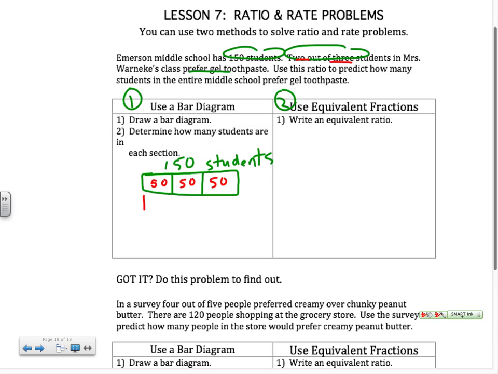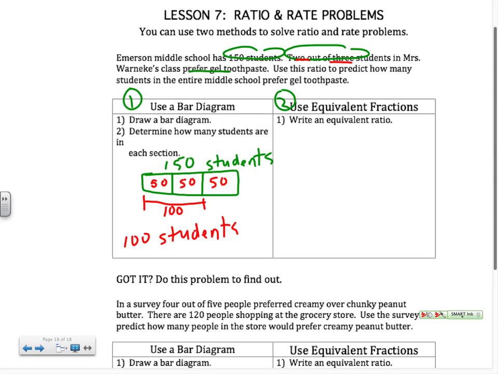So if I look at this section here, this represents 2 sections out of 3. How many students are in those 2 sections in all? 100. Okay. So this shows me that 100 students prefer that gel toothpaste. Okay, that's a visual, a model. Another way to do it is just mathematically.